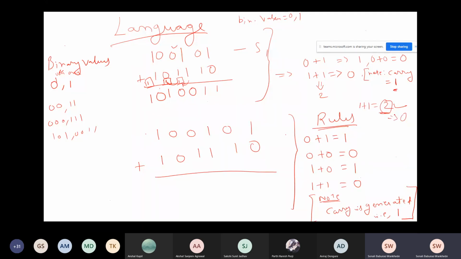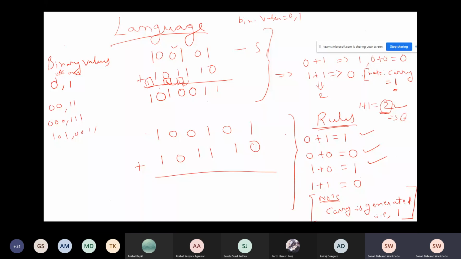Here we are getting a binary value. 0 plus 1 is giving you 1. That is a binary value. 0 plus 0 will give you 0. 1 plus 0 is 1. That's also a binary value. But 1 plus 1 will give you 2, and that's not a binary value. So that's why it's an absence of information.